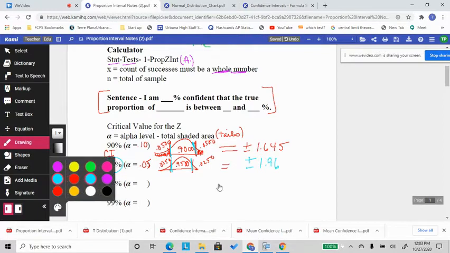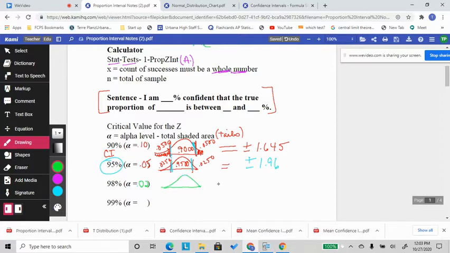Okay, next one. 98% is going to give me an alpha level of 2%. That means that this total shaded area outside of here, which is 9,800 in the middle, because confidence intervals are always at the middle amount. This would be 100 here and 100 here for a total of 100%. The alpha level is going to be what we call 2%.